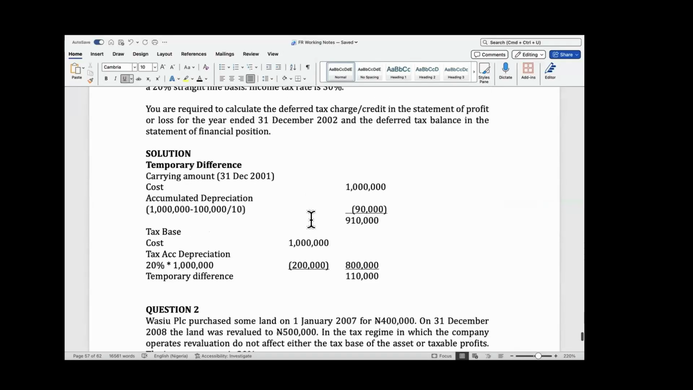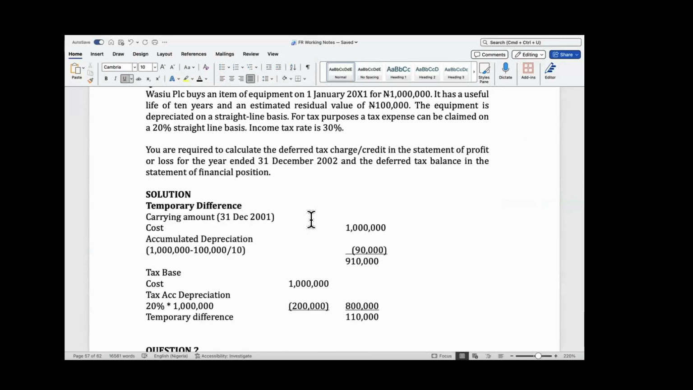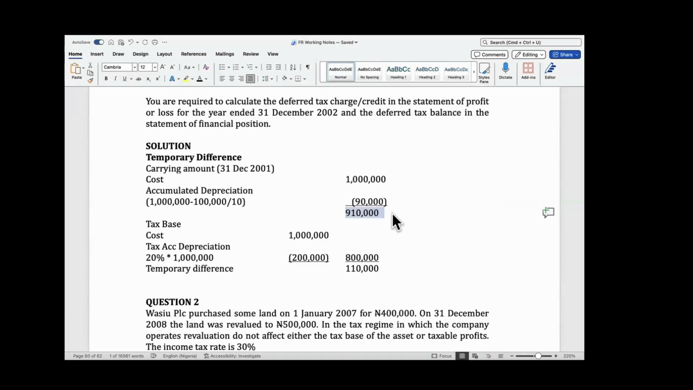The same thing here now in a past question. You see it's the same thing. The carrying amount is 910,000. The tax base is 800,000. In this case, this is the deduction the taxman will allow you. It's just 800. You are going to have 910 as depreciation in your books, which means that you will get less deductions. That's the opposite of deductible. That's simply a taxable temporary difference in this case here.